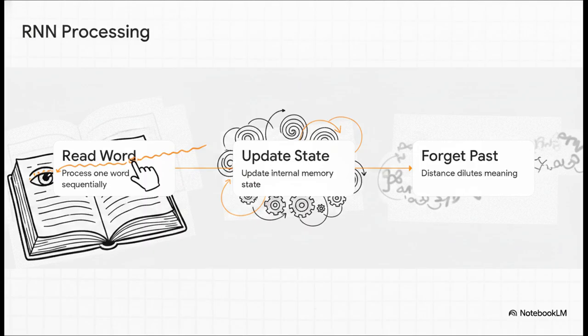Honestly, it was a lot like trying to read a book with one eye closed while pointing at just one word at a time. And the fundamental flaw here is that in a sequential processor, distance dilutes meaning. If you have a pronoun at the very end of a sentence that refers back to a noun 50 words earlier, that connection is super weak. Why? Because the network's internal state has already been overwritten dozens of times by then.